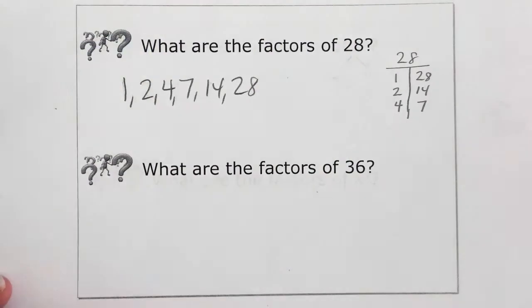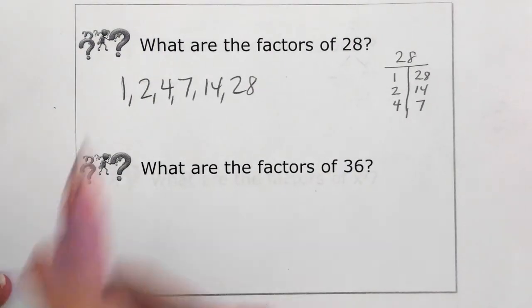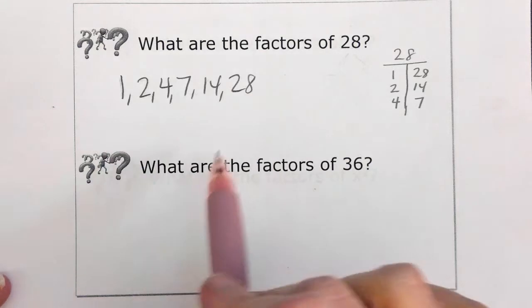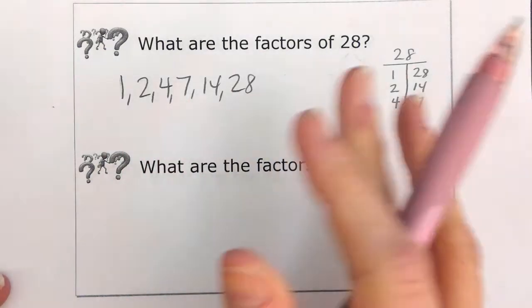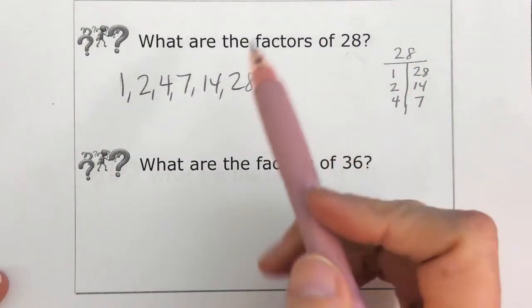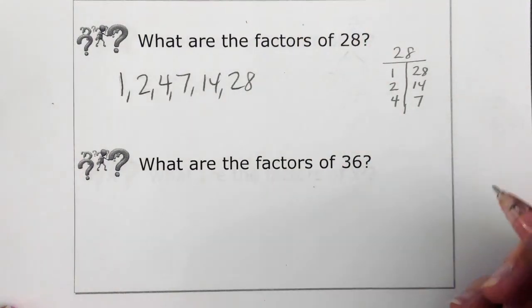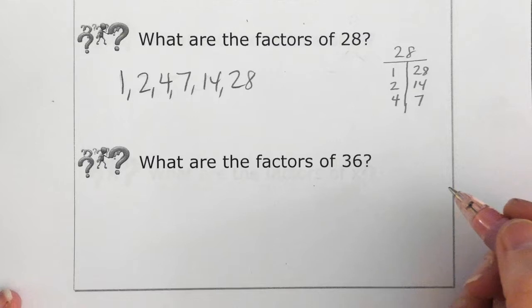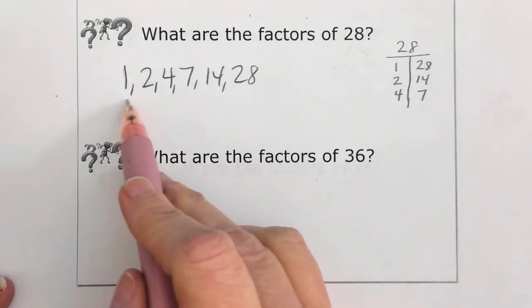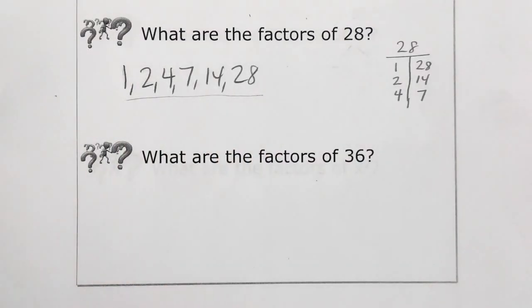All right, so these are my factors of 28. These are the numbers that I can multiply together in some combination. Each of these is a number I can multiply to get 28. That's what a factor is. Remember, factor times factor equals product. Let's try 36. I want you to tell me what the factors of 36 are, all of them. Just give me a list like this one. Okay, go.